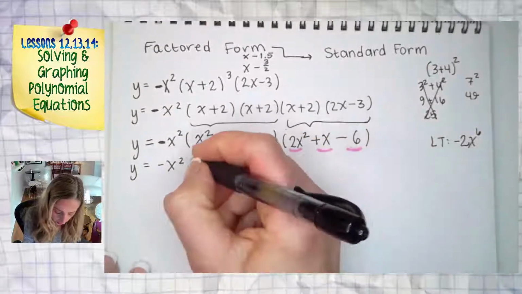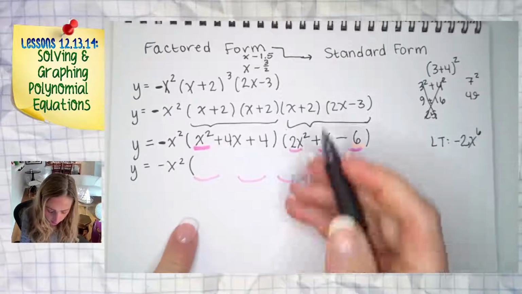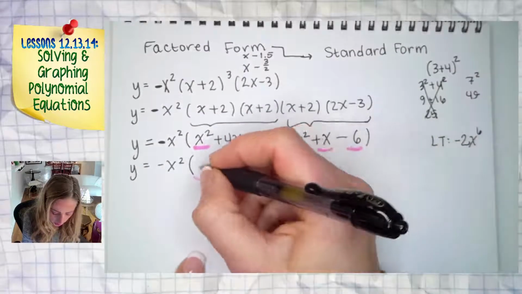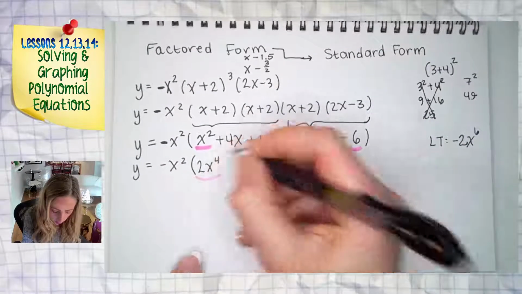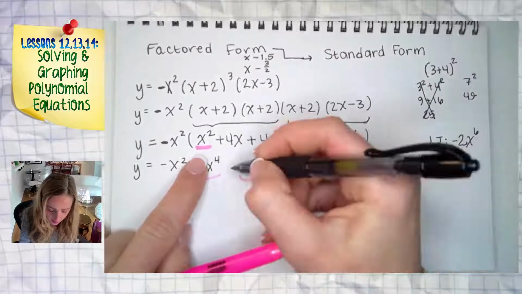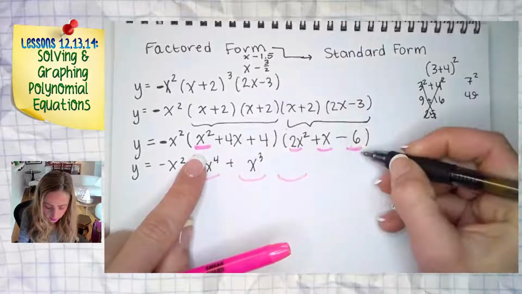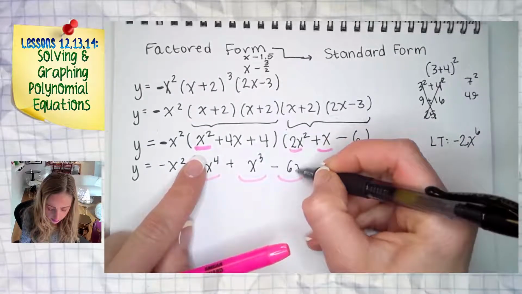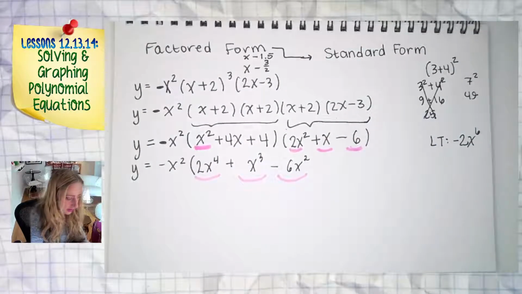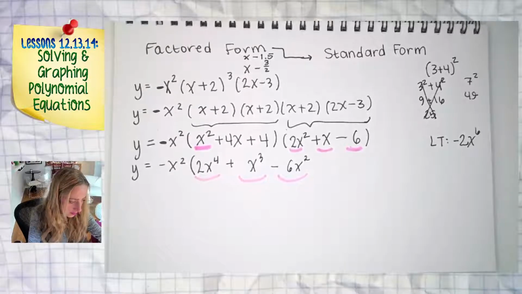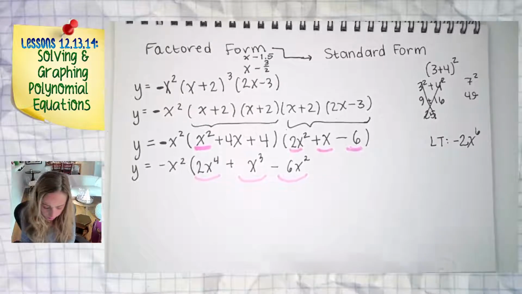Okay, so negative x squared times 2x squared, x squared times 2x squared, I'm going to get 2x to the 4. X squared times x, I'm going to get plus x to the 3rd. And then x squared times negative 6 is minus 6x squared. So that is started. I'm going to continue.